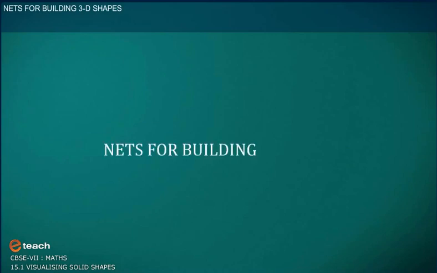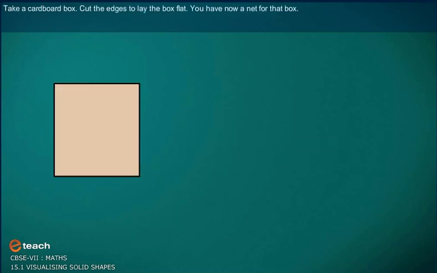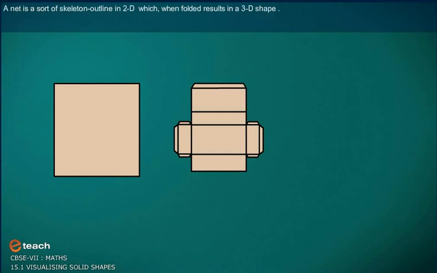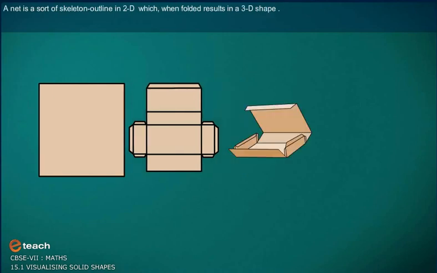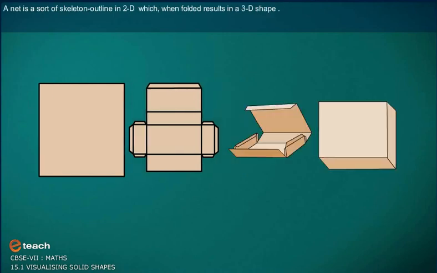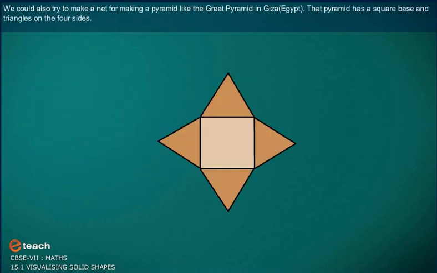Nets for building 3D shapes. Take a cardboard box. Cut the edges to lay the box flat. You now have a net for that box. A net is a sort of skeleton outline in 2D, which, when folded, results in a 3D shape.